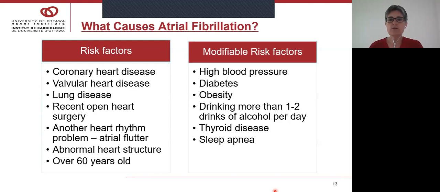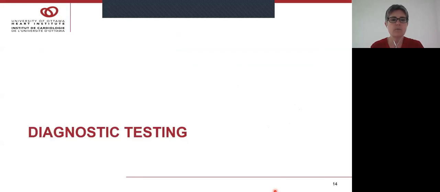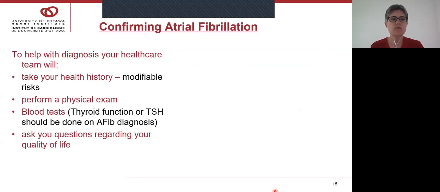Another factor sometimes is thyroid disease. So one of the tests that we do when you're diagnosed with atrial fibrillation is called a thyroid stimulating hormone test, or TSH. And we know that if the thyroid is overactive, it acts as a stimulant and can provoke atrial fibrillation. And sleep apnea is also an important modifiable risk factor, and I'll talk about that in a few slides. So how do we diagnose atrial fibrillation?